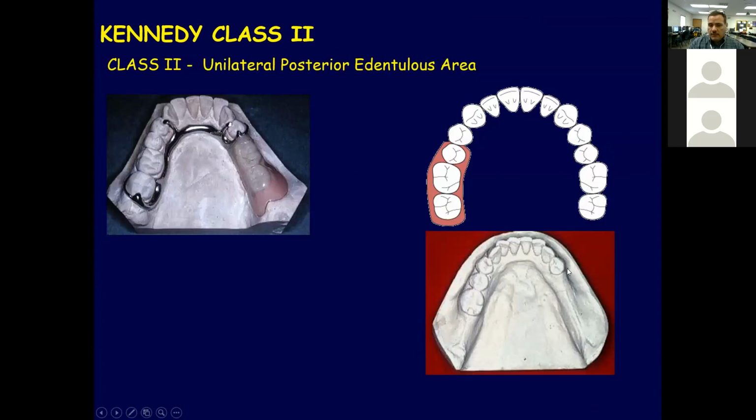Class 2, we have unilateral. Can you see this patient has one molar here? We're not going to replace this because there's no space. Can you see it? So we replace just one side. And these are connected arches. These are just to hold the denture in place and prevent movement. That's class 2. Class 2 is a unilateral missing area. We're going to replace this one. That's class 2, unilateral edentulous area.